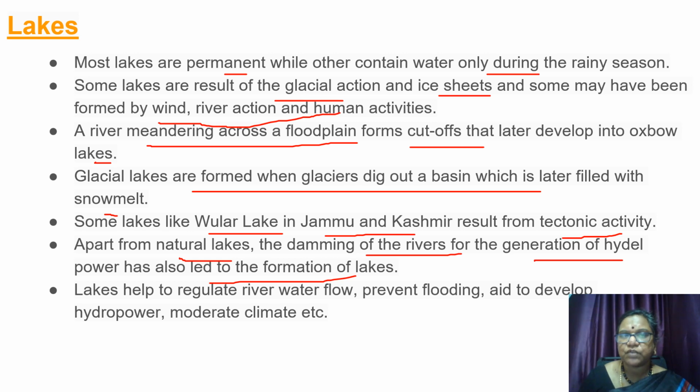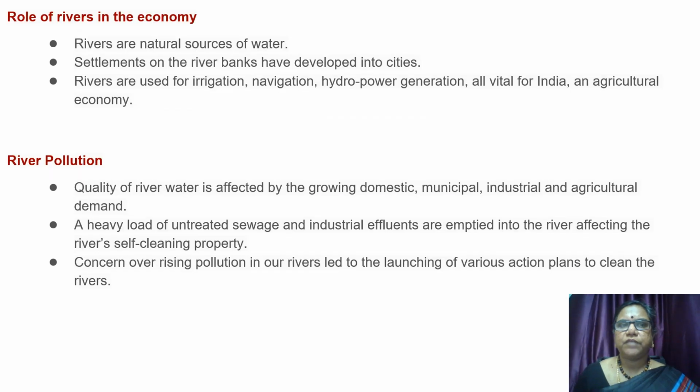Now, what is the use of lakes? Lakes help to regulate water flow, prevent flooding. They also help in development of hydropower and moderate climatic changes. Now, if you take role of rivers in economy, they're not just flowing there. As I told, they help, like if you dam a river, construct a dam, it helps in generation of hydroelectricity. Multi-purpose river valley projects are also built. We must understand these are natural sources of water.